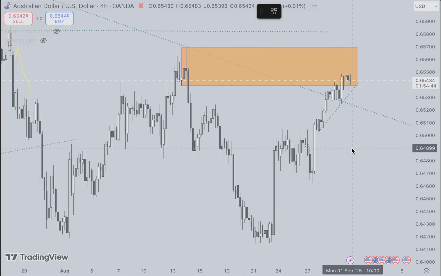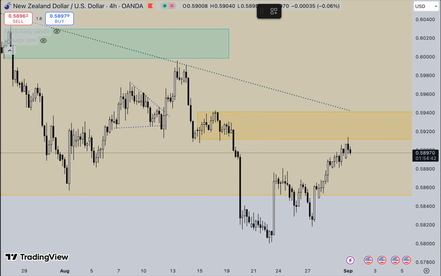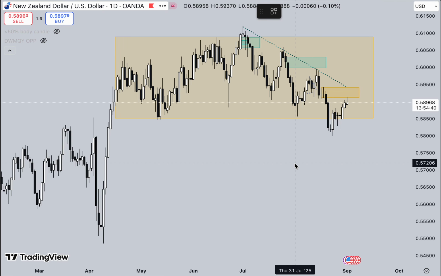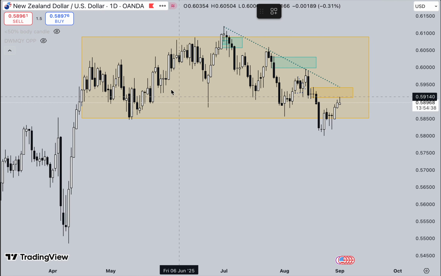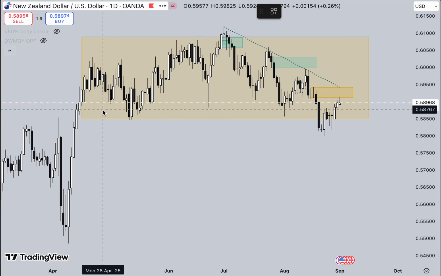Okay, with NU, uglier than GU, that's all I've got to say. Uglier than AU, that's all I've got to say. Okay, but you can see we're in this range, right?